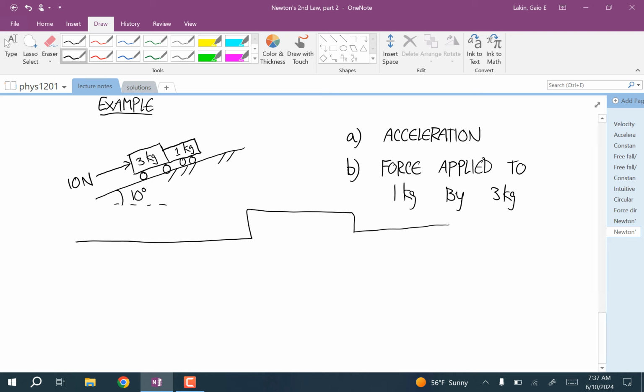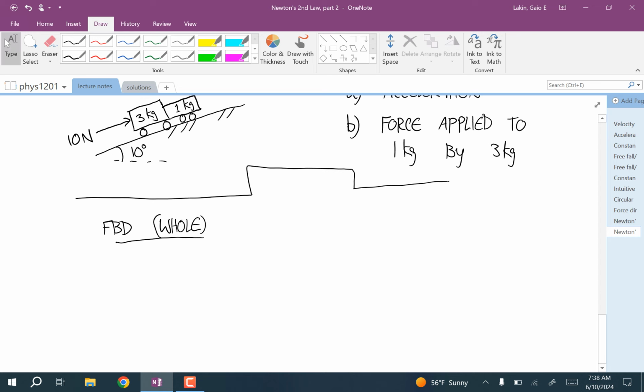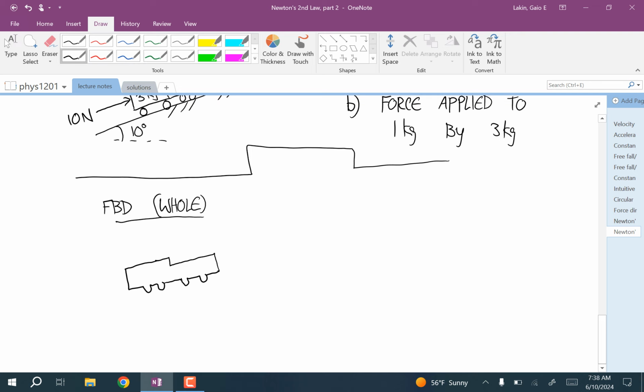As always with these, we're going to start by isolating the whole system. So our free body diagram of the whole system looks like this. So there's the 3 kilogram. There's the 1 kilogram. We have a weight force down.